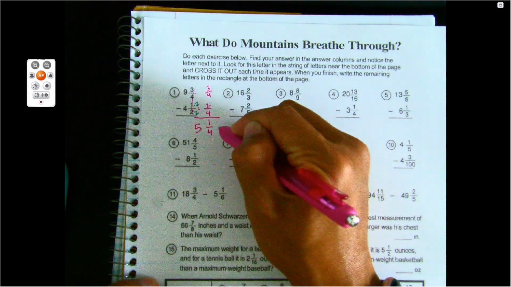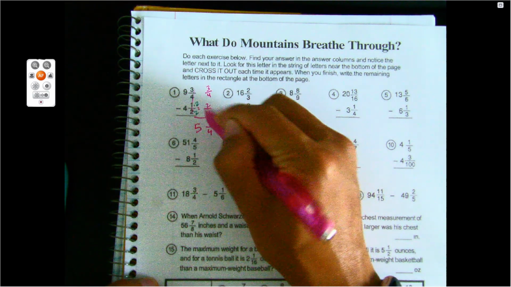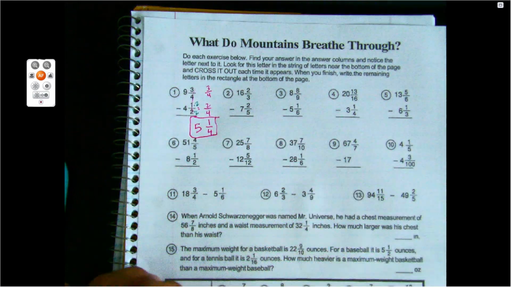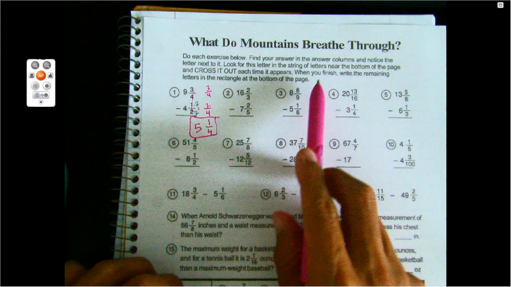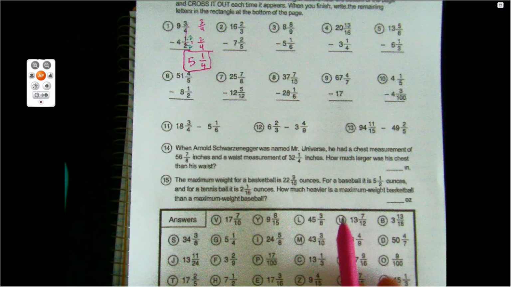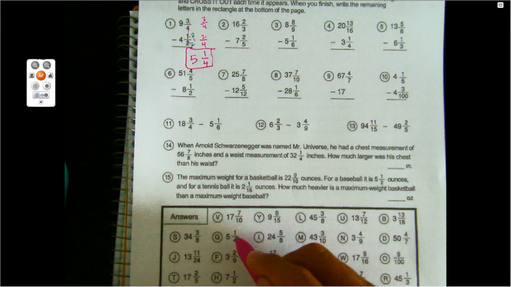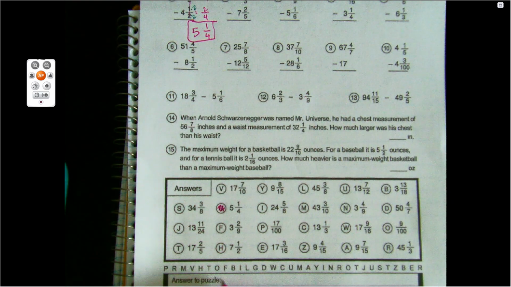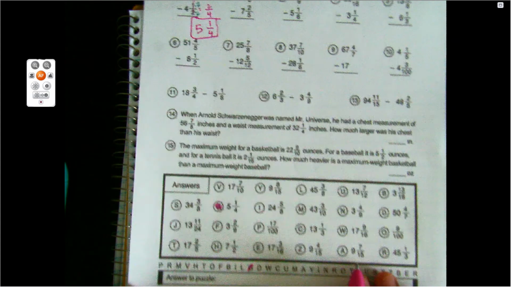And so is this reduced? Is it a proper mixed number? It is, so I'm going to box my answer. It's 5 1/4. Now, what they want us to do is look for this answer on the bottom to find this riddle. Oh, 5 1/4, that's G right there. And they want us to cross off all the G's. Where are the G's at? There it is. There's a G. Cross that guy out. And that's about it.